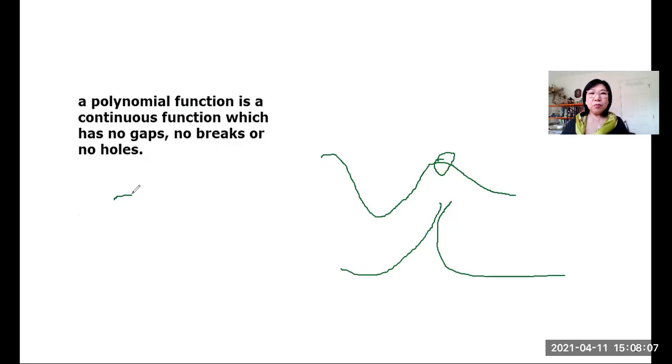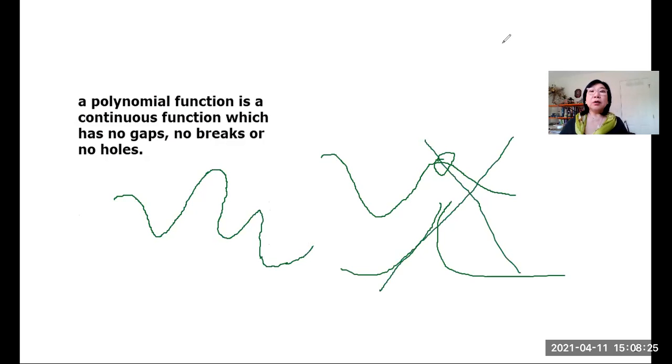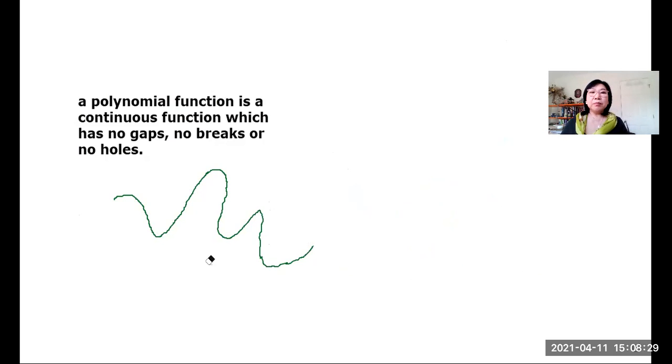The first one, as I demonstrated, doesn't matter how many turning points it has. This one is a continuous function, and this is the polynomial function. So I'm going to cross out or erase the others. We don't want this, but we want this. This is the polynomial function. So that's the first condition. Now, let's see what the next condition is.